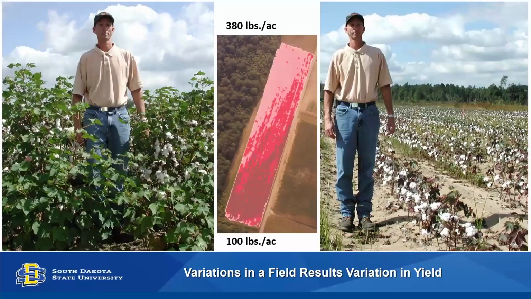So variation in a field results in a tremendous amount of variability in yield. All crop inputs, fertilizer, and irrigation were the same for these two locations of the field. However, the yield was 4 times more in the area with heavier soil texture in the left picture.